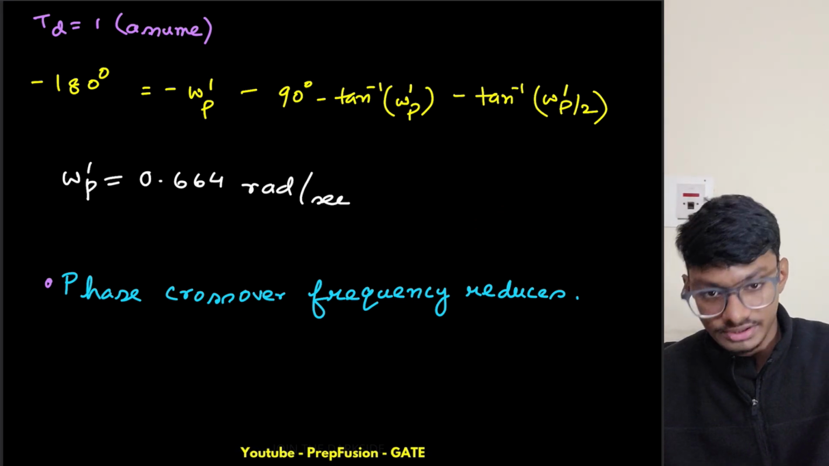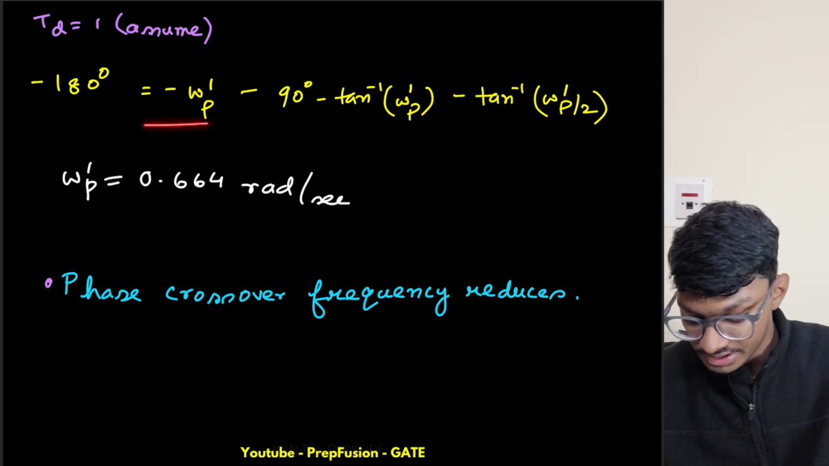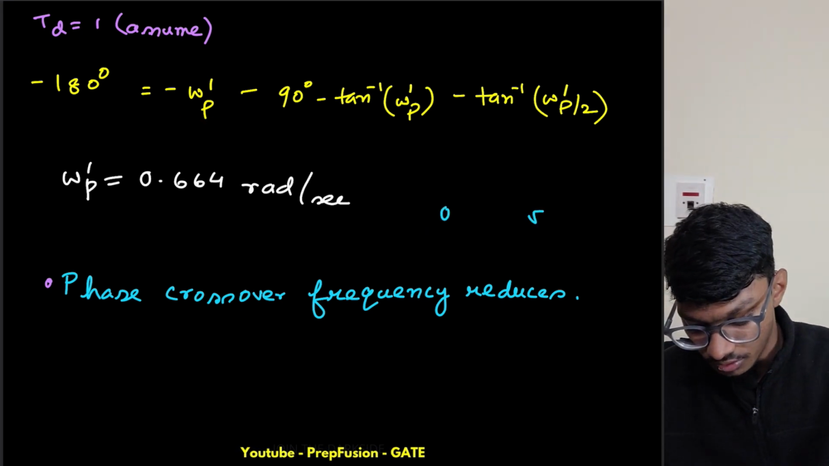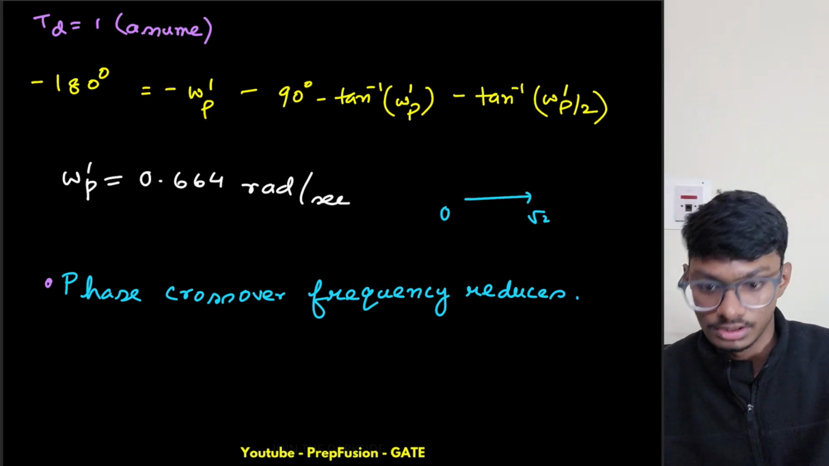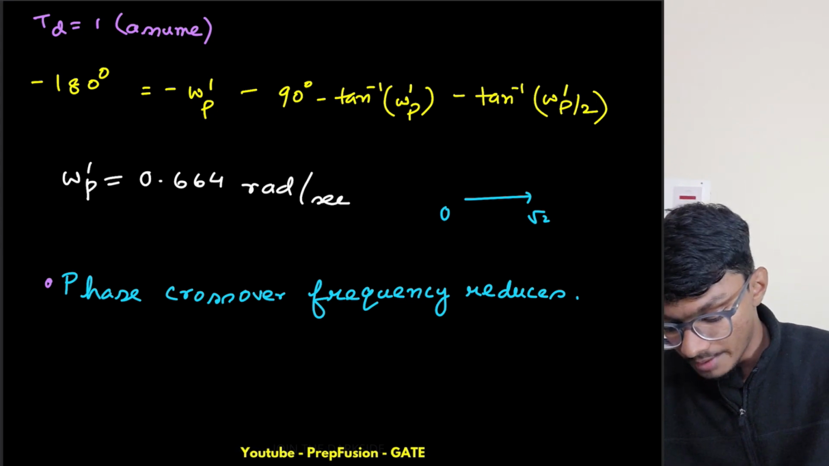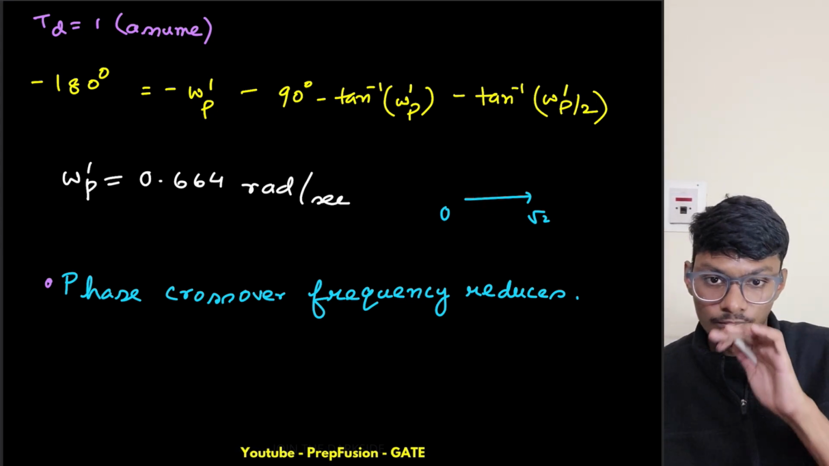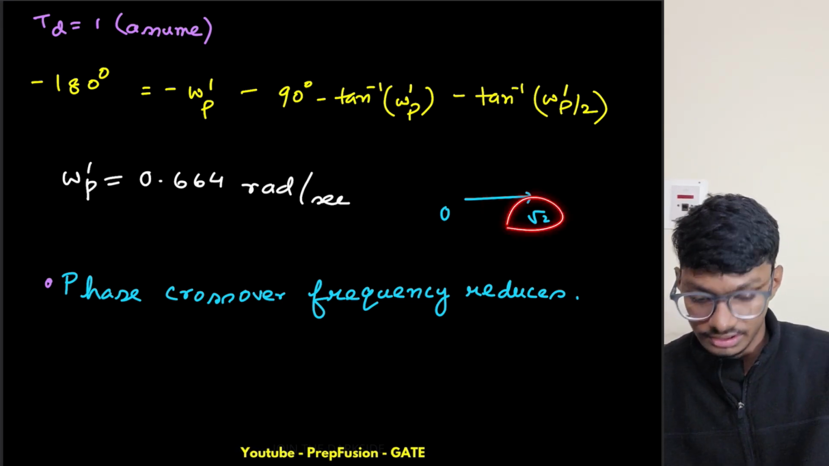But like in the first case, if it reaches under root 2, yes, it is the phase crossover frequency. But in this case, it goes from 0 to under root 2. So in between, this is also contributing some extra phase lag. So I'm reaching my phase crossover frequency, the point where it cuts the negative real axis, much earlier than this under root 2.